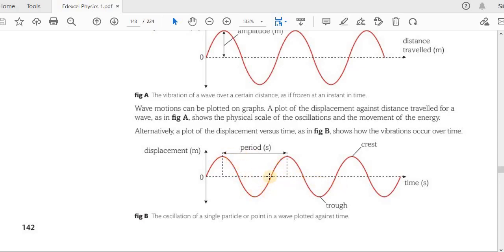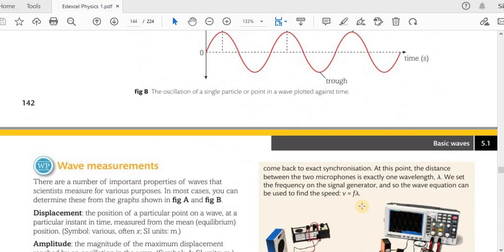Period is the time for one complete wave cycle. So if we start here, then we complete one wave cycle, that is the period. Period is the time for one complete wave cycle. Then let's see the next one.